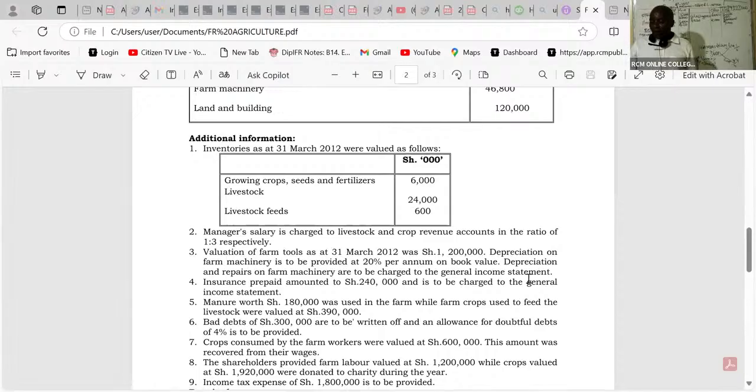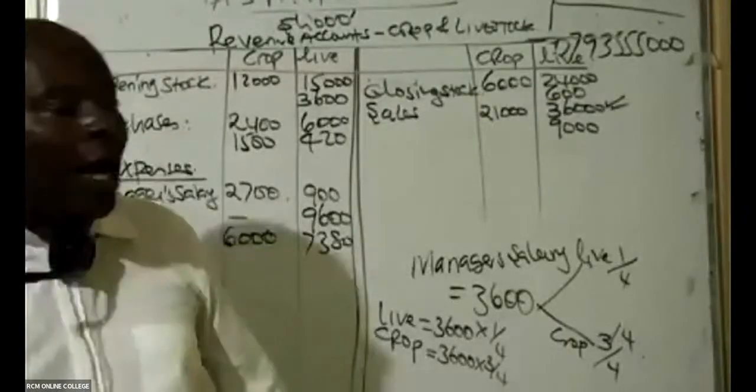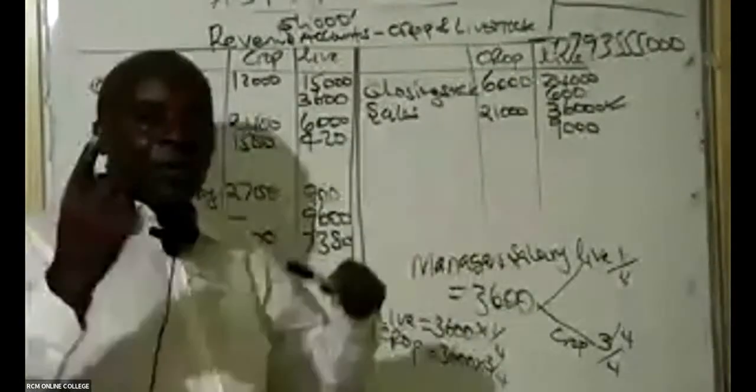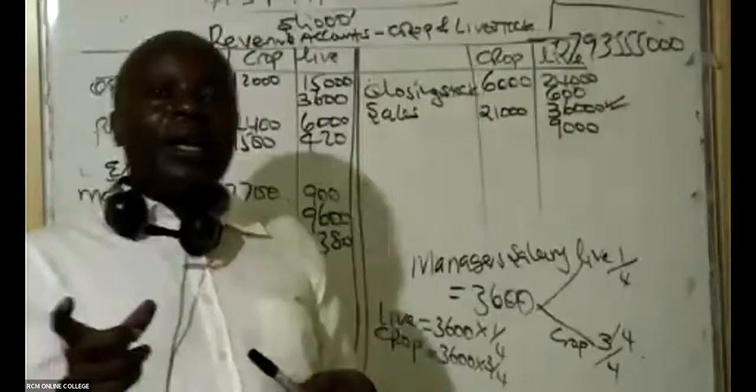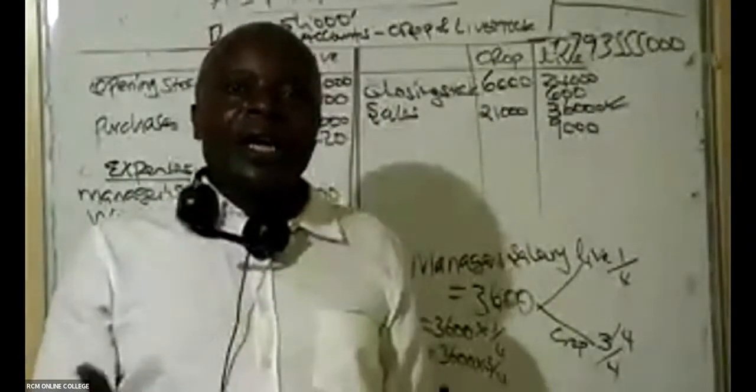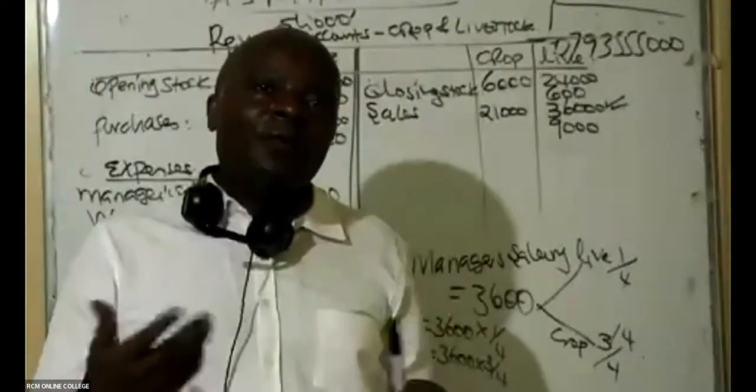Look at note number 5. Manure worth 180 was used in the farm, while farm crops used to feed the livestock were valued at 390. Let's reason out the manure statement first. This manure of 180 was used in the farm. So, gentlemen, who produces this manure out of our biological assets? We know that livestock is the one that produces manure, and it was used by our crops as fertilizer.